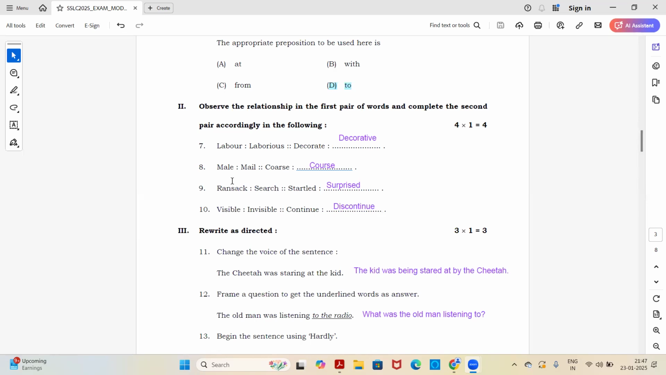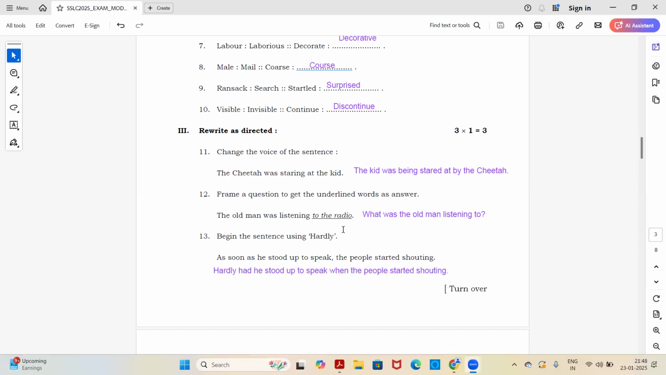Okay, now male, mail. This is again a homophone, you can say. Coarse, course. Check the spelling. There's a difference in spelling, so these are homophones. Now, next is ransack, which means search. Startled, which also means surprised. Visible, opposite is invisible. Continue, opposite is discontinue. Okay, so these are the answers for your second main.